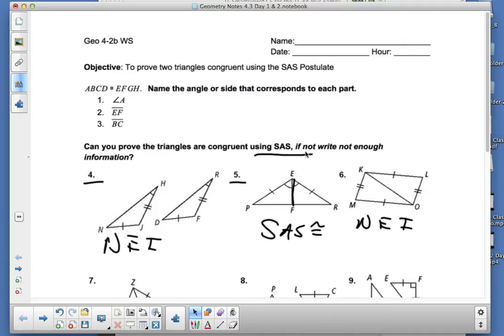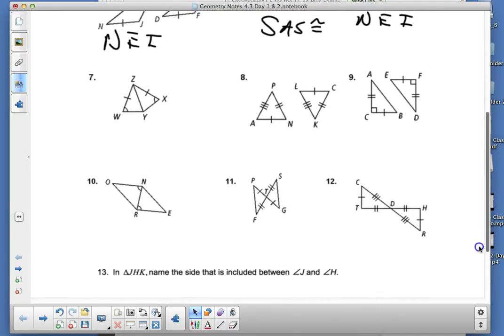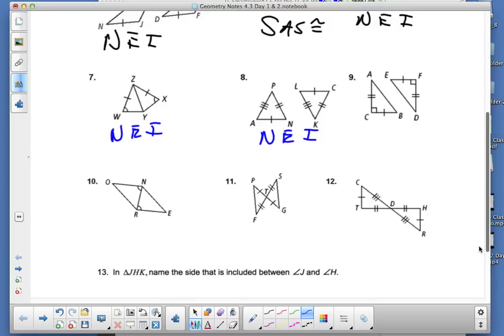Okay, as we go through. Now, when I'm talking about 7, I'm looking at not enough info. 8, I've got side, side, side, but according to our rules, not enough info. 9, side, angle, side, congruence. The other thing that we got going is 11, side, angle, side, congruence. Not enough info, and not enough info.